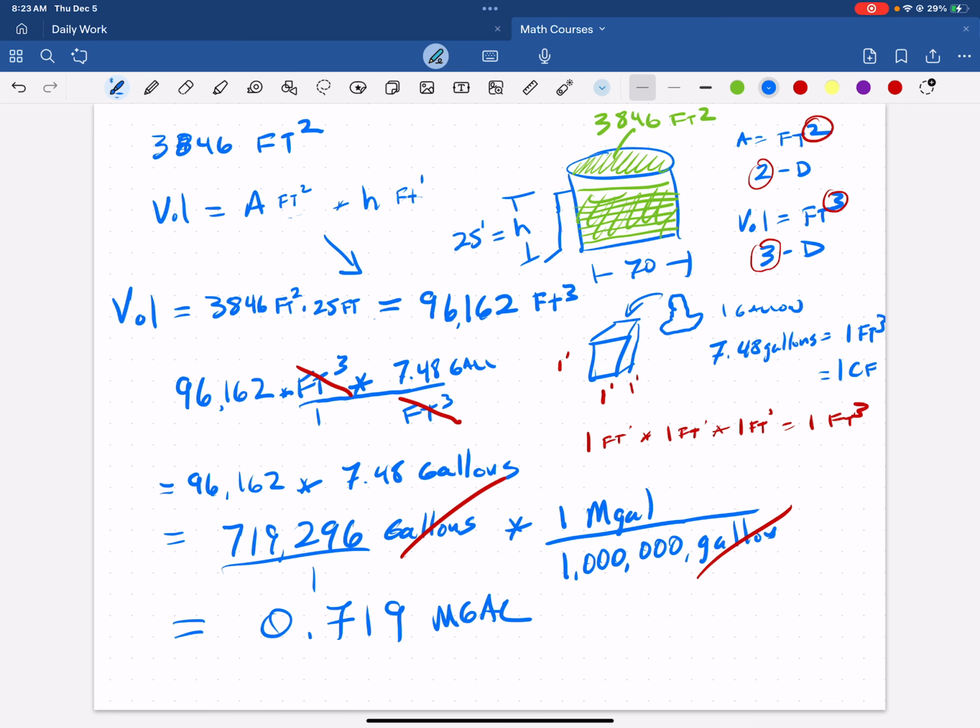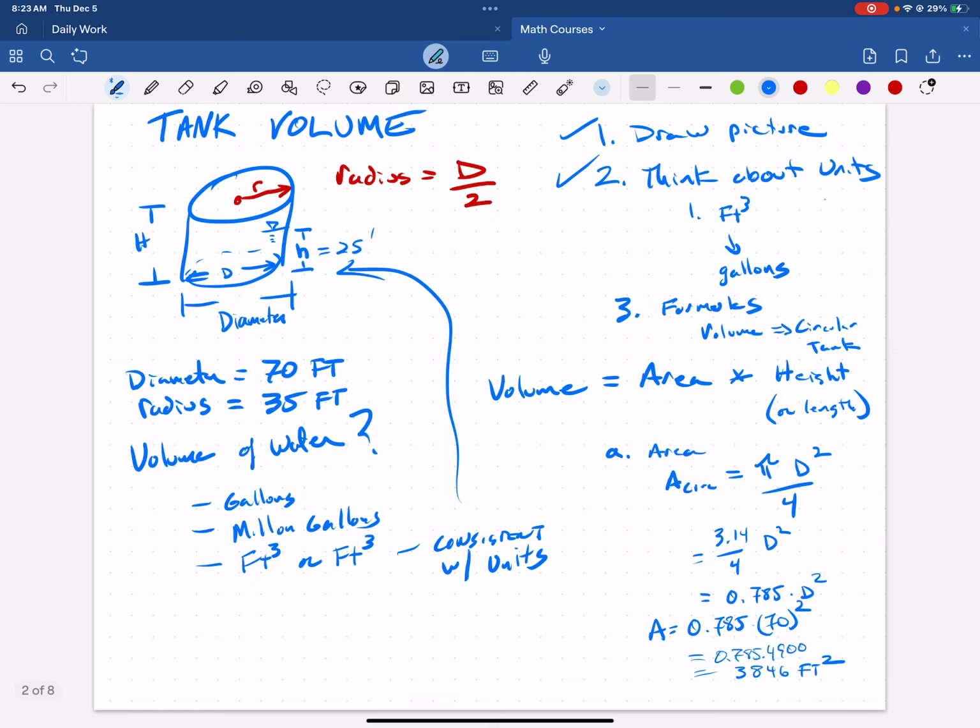So quick recap. Here, we drew our picture. We thought about our units. Hey, it was consistent here. Everything was in feet. We figured out what our formula was. We needed a formula for a circular tank. And we go back to the basics. The basics are this. Volume is equal to some type of an area times the height, or it could be a length in the case of a pipe. Then we came down here and we said, okay, well, what's the area? We're dealing with a circle here. Area is equal to pi d squared over 4. Pi is just 3.14. It doesn't matter.